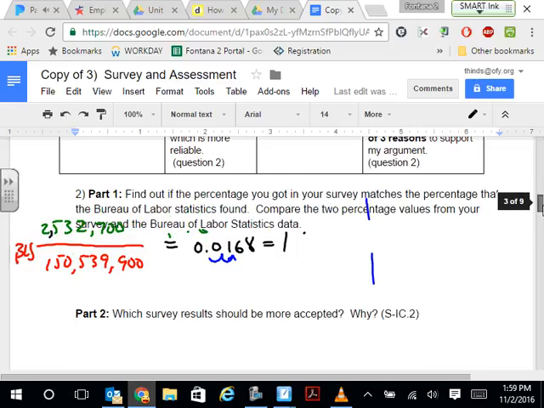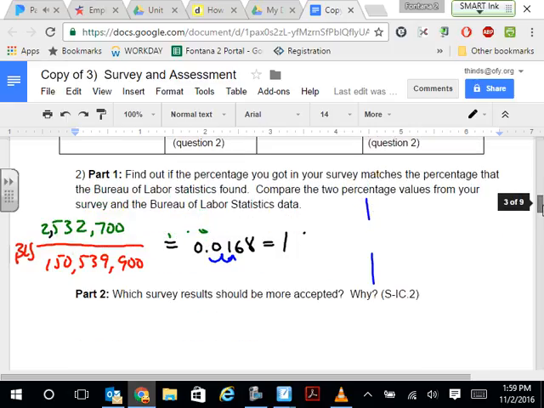But for our little survey we did at school here, we determined that based on ours, our survey said that 1 out of 20 produced that same architecture and engineering, and when we did the percent on that, we got 0.05, which when you turn it into a percent equals 5%.